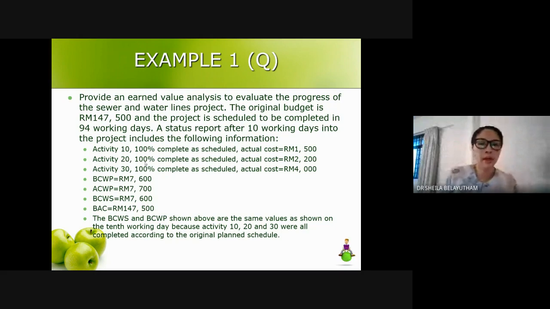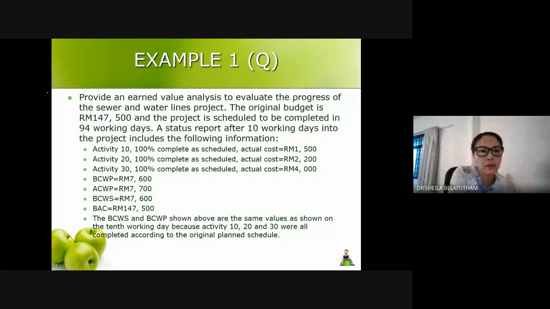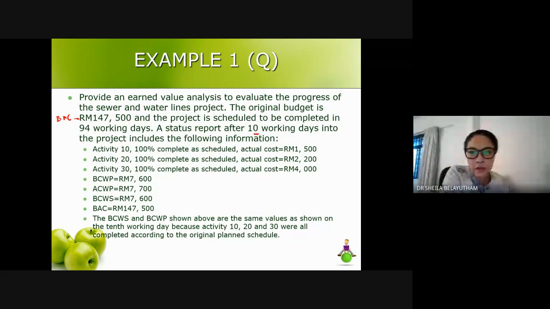Provide an earned value analysis to evaluate the progress of the sewer water line project. Original budget is 147,500, so this will be the BAC. The project is scheduled to be completed in 94 working days. A status report after 10 working days into the project includes the following information.